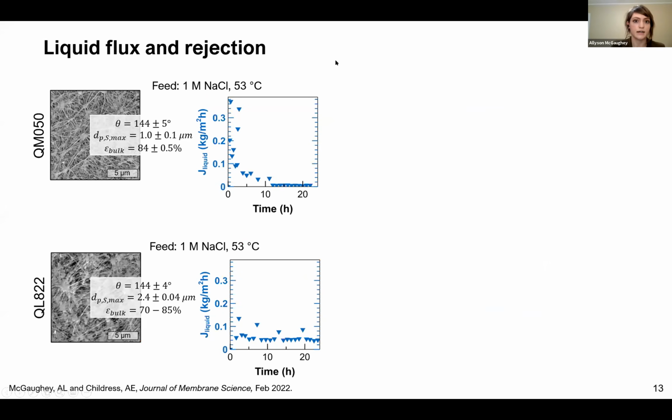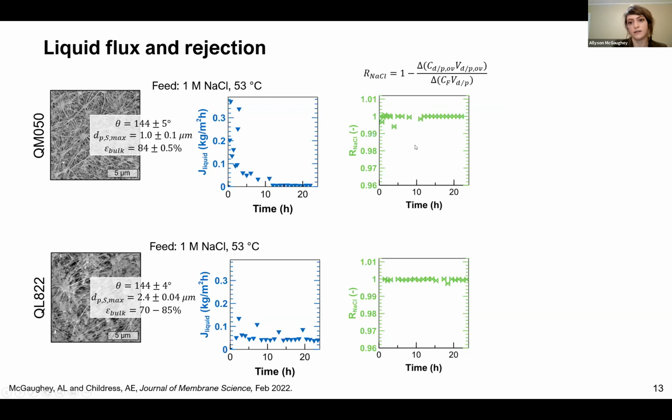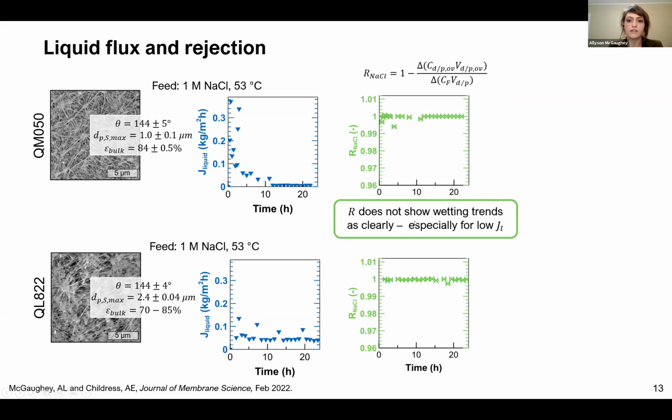And before I get on to the next portion of the talk, I want to first look at liquid flux in comparison to rejection, which has been commonly used. So here at the top, I have the QMO5O membrane that did not wet, but we did observe solute mixing effects. And below the QL822 membrane, which wetted under constant wetting mode. So in both cases, rejection is actually relatively constant. So rejection does not show these wetting trends as clearly, and that's especially true for these cases where liquid flux is very low, for identification of wetting early on and for initial identification of low wetting rates.